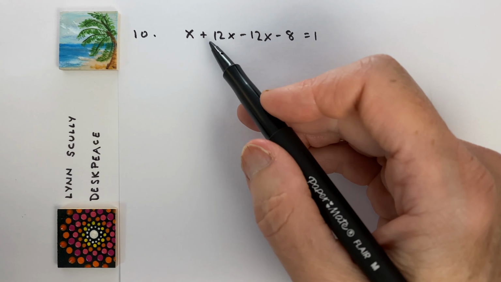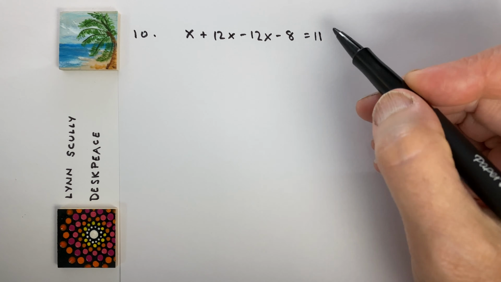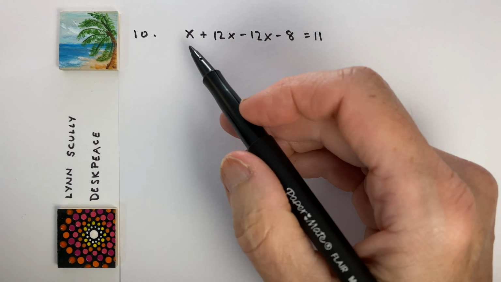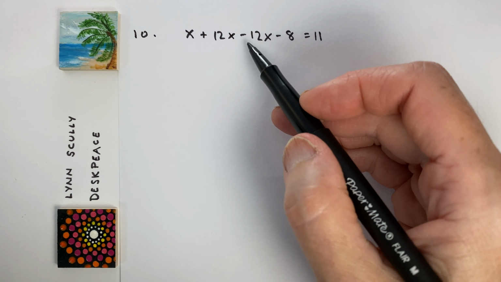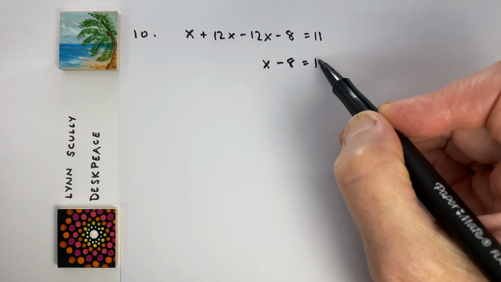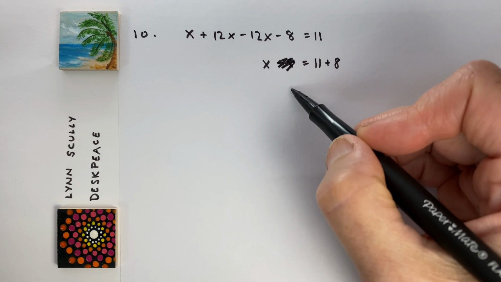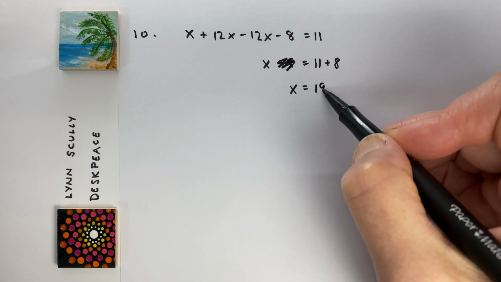Number 10, x plus 12x minus 12x minus 8 equals 11. Okay, so x plus 12 is 13x, minus 12x leaves me 1x, minus 8 equals 11. I'm going to add the 8, and I'm done. x equals 19.